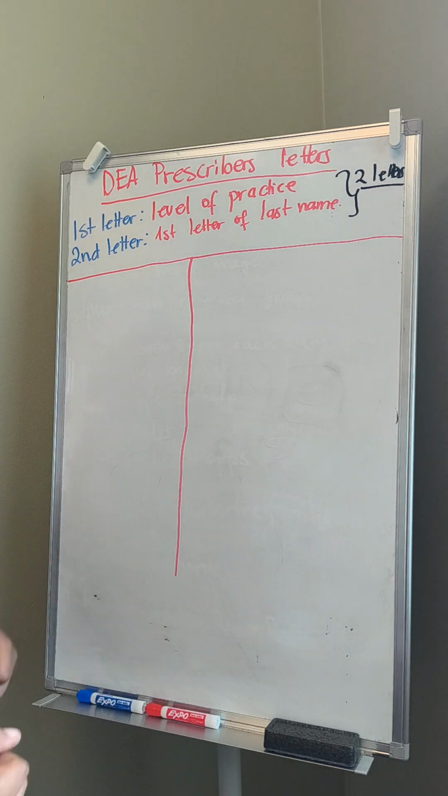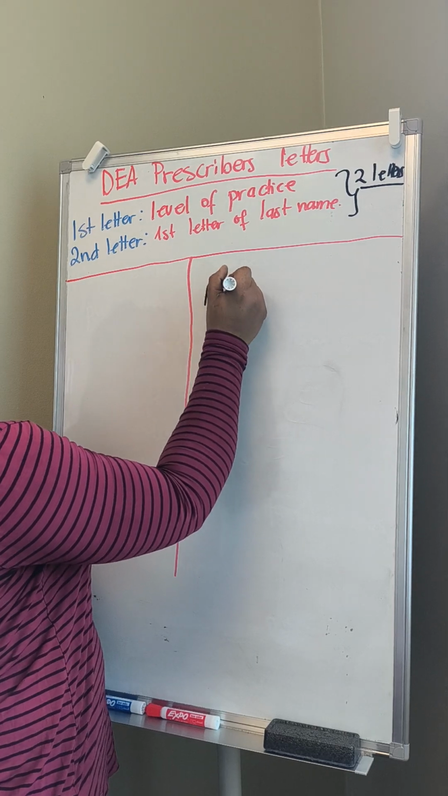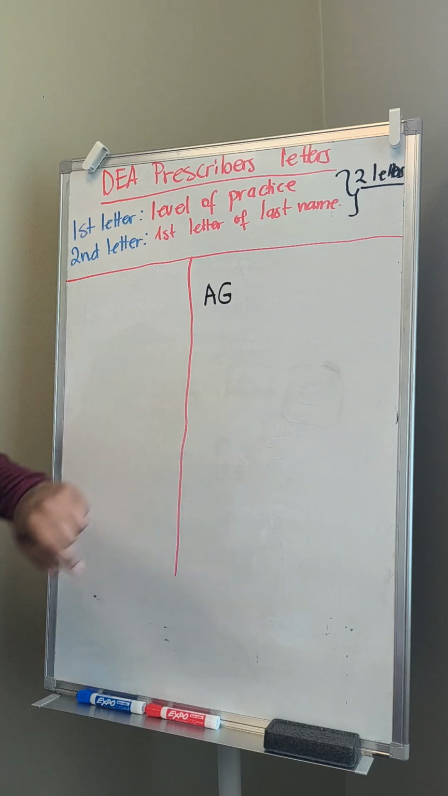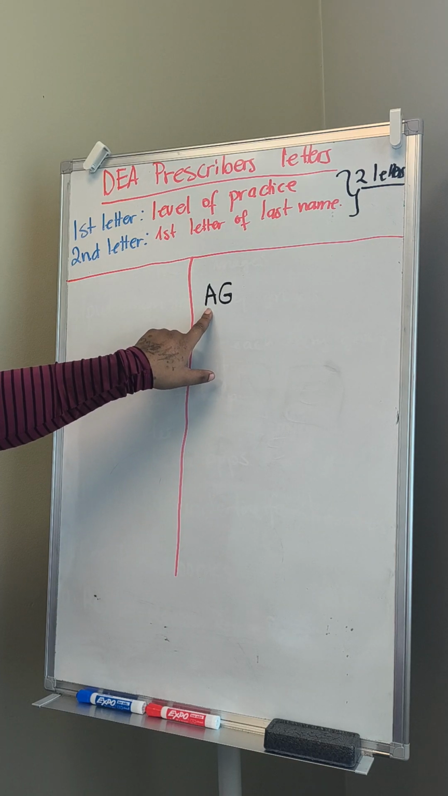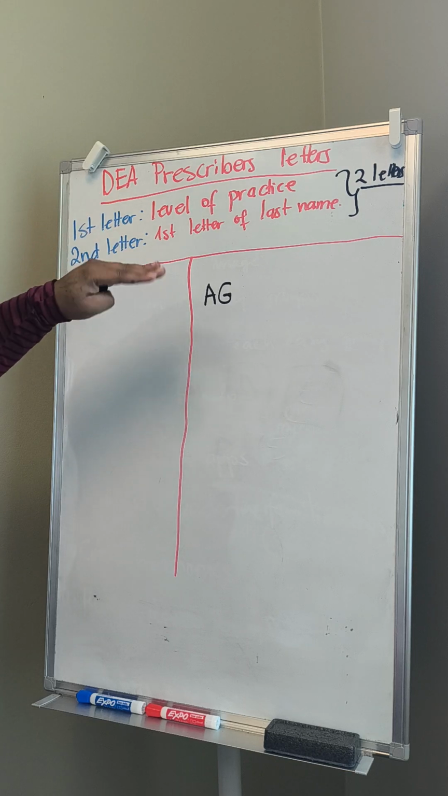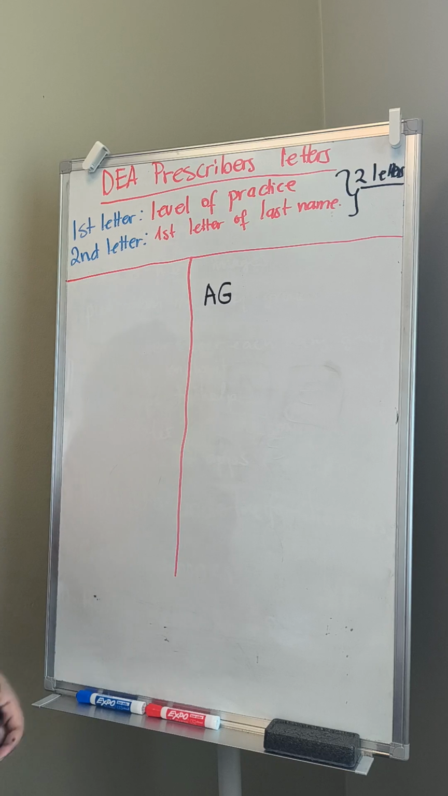If I am a doctor and my last name is G like Gonzalez, then the first letter would be A and my last name would be G. So when you look at the prescription, it will start with AG. Anybody reading this as a medical professional will say A means that this is a doctor. It could also be a dentist, a podiatrist. That means they're at a high level. This is not an assistant of a doctor. This is the doctor himself, right? And then G means a G. I would know that the last name would be Gonzalez.